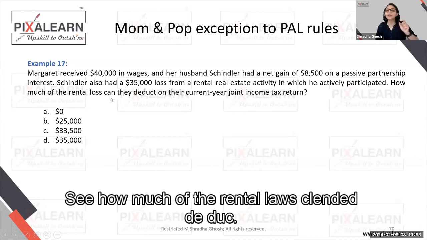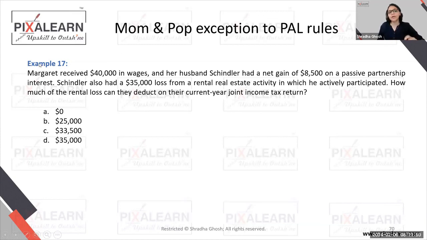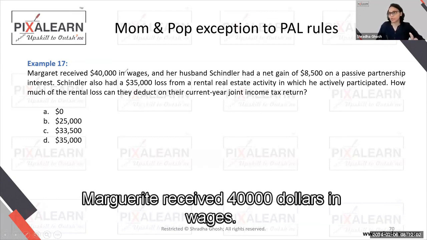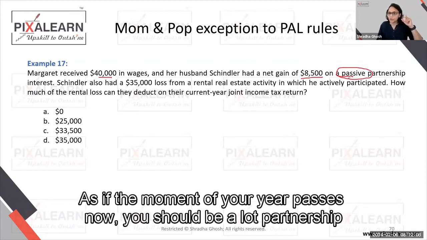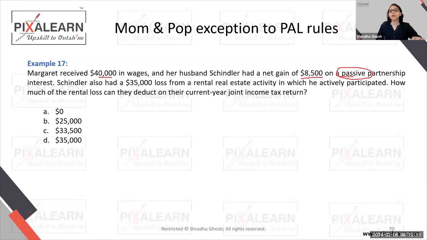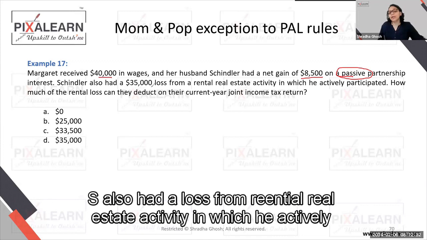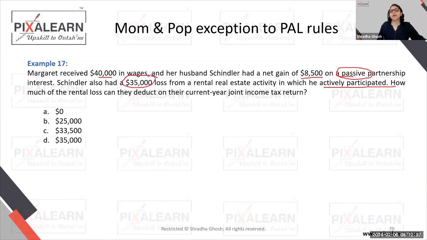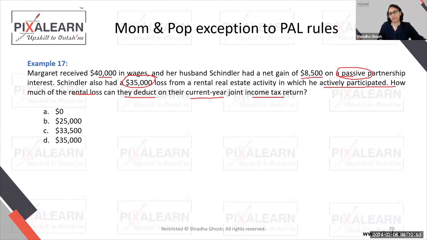How much of the rental loss can they deduct on their current year joint income tax return? Okay. Margaret received $40,000 in wages, and her husband S had a net gain of 8,500 on a passive partnership interest. The moment you hear passive, now you should be alert. So there is a passive activity, and the passive activity income is 8,500. S also had a loss from rental real estate activity in which he actively participated. That loss is $35,000. How much of the rental loss can they deduct on their current year joint income tax return?